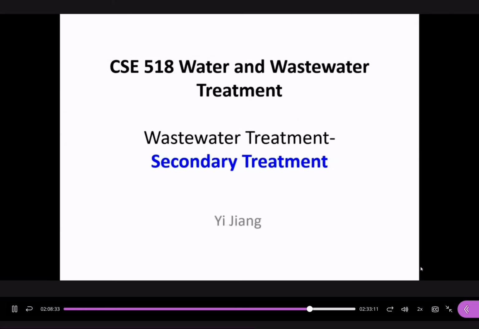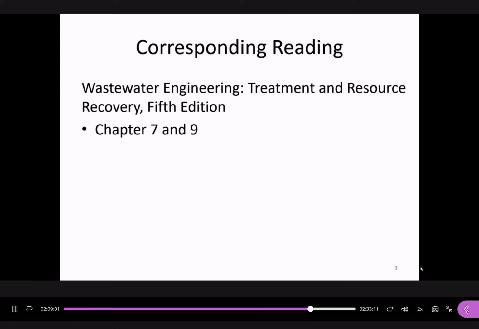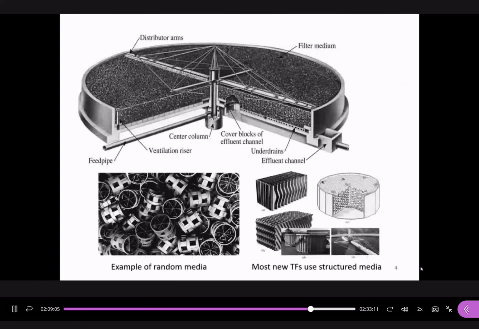So far we have been talking about activated sludge, the most common version of the suspended growth treatment scheme. Microorganisms are suspended in water. Now we switch to the attached growth treatment scheme. Microorganisms are attached. Please read the corresponding book chapters. And we see that microorganisms are attached to certain surfaces. Therefore, we have biofilm in attached growth treatment systems.